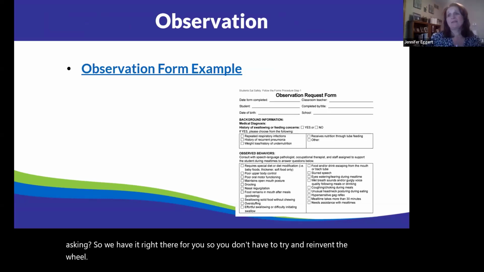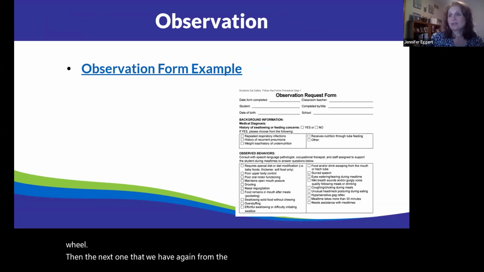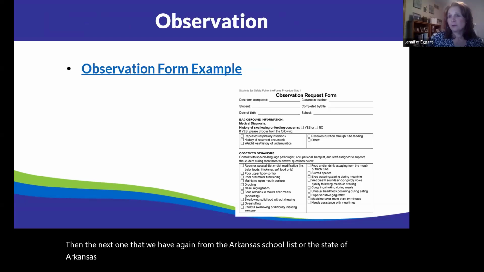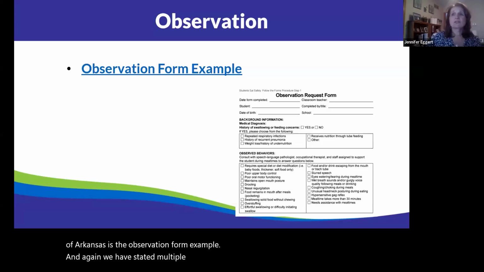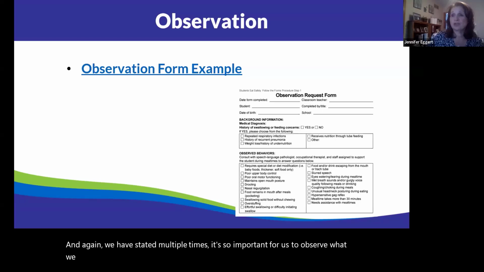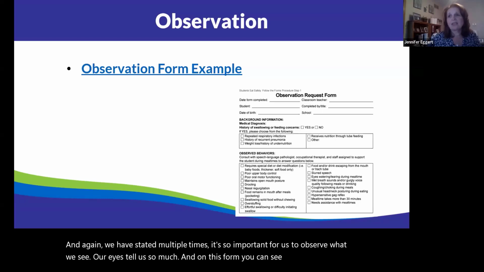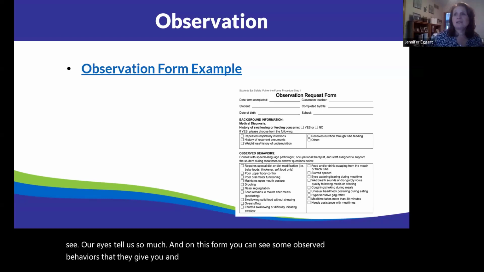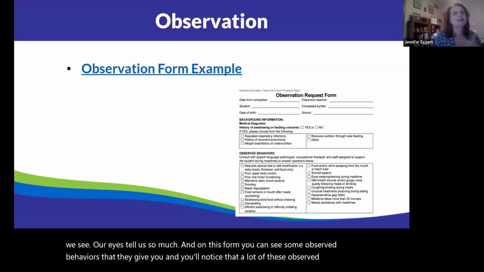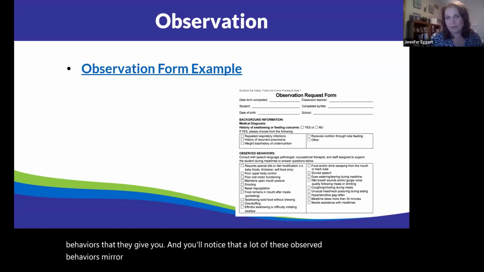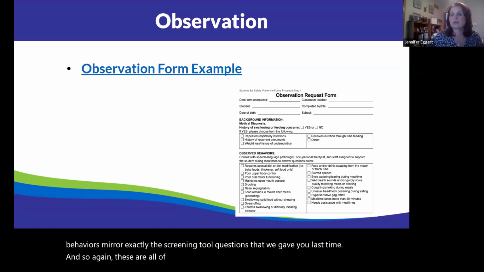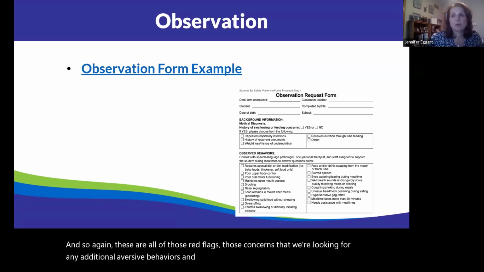Then the next one that we have, again from the state of Arkansas, is the observation form example. And again, we have stated multiple times, it's so important for us to observe what we see. Our eyes tell us so much. On this form, you can see some observed behaviors that they give you. You'll notice that a lot of these observed behaviors mirror exactly the screening tool questions that we gave you last time. So again, these are all of those red flags, those concerns that we're looking for, any additional aversive behaviors, and then anything else that you just noticed.